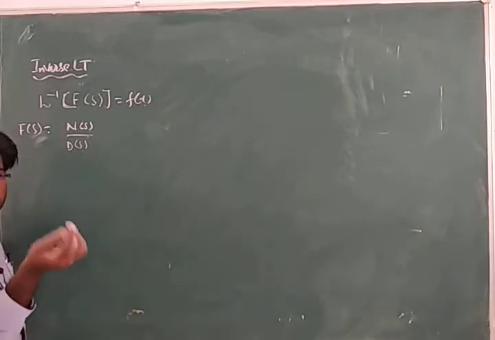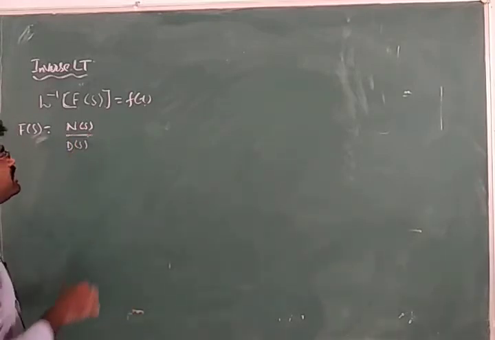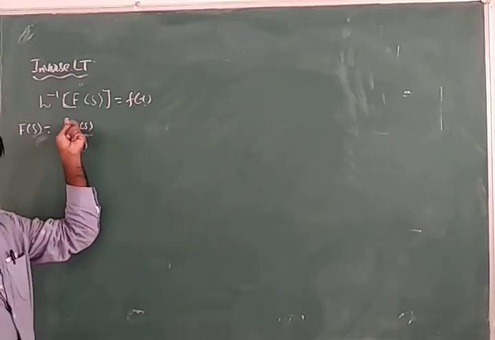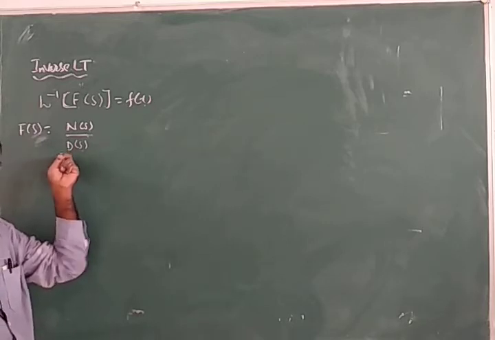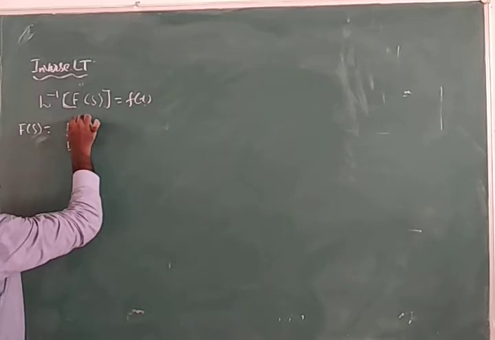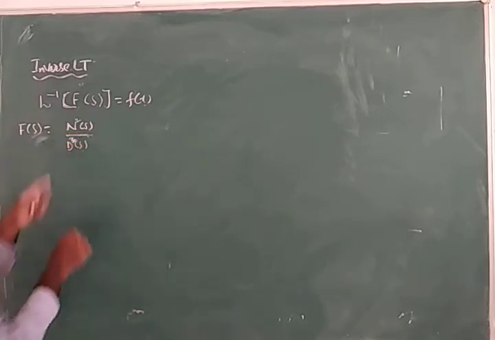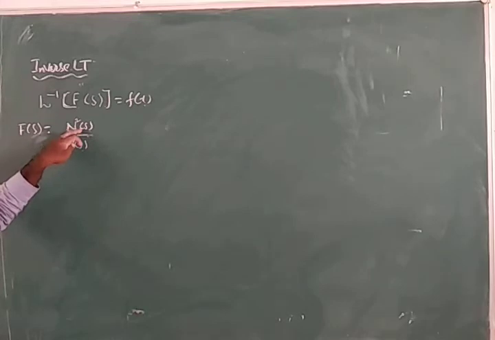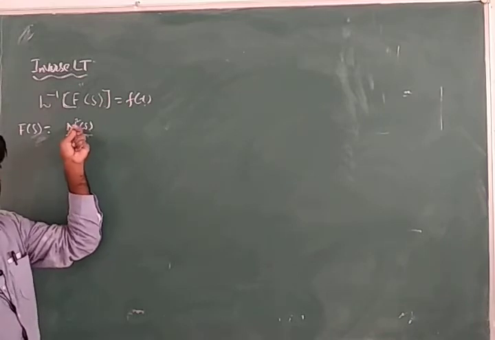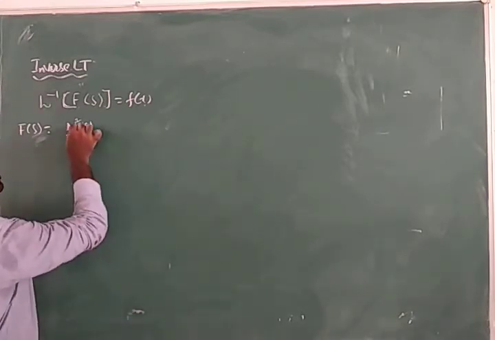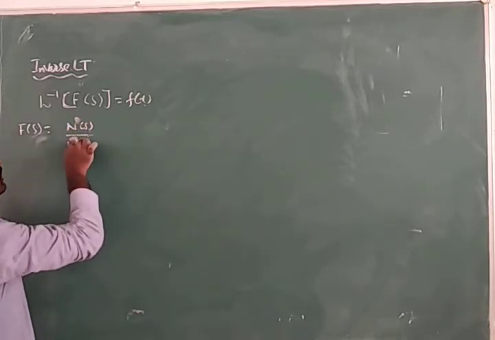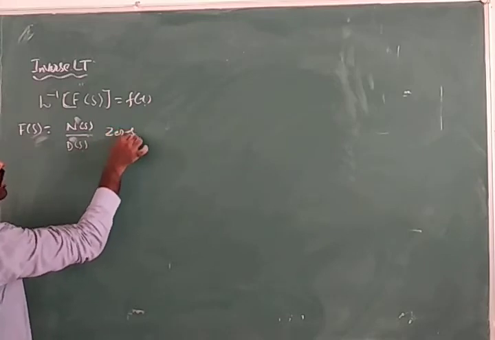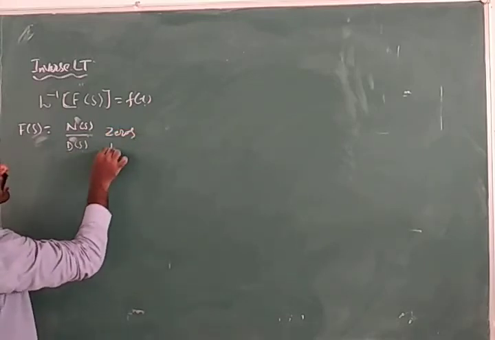First of all, roots: the powers of the numerator and denominator are denoted or represented with the roots. It means if here n square is there and d cube is there, it is having second order. It is a second order equation. This is third order. Denominator order is third, numerator order is second. Now, roots of the numerator are called zeros. Roots of the denominator are called poles.